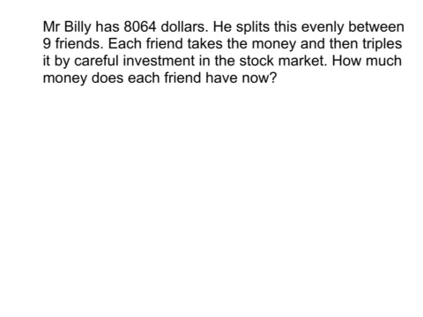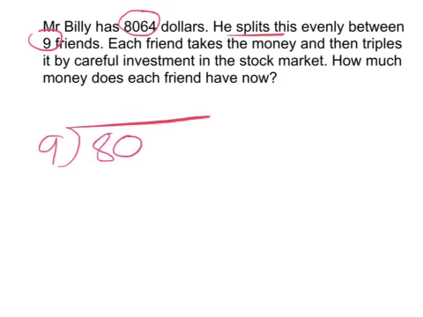Okay, first of all, Mr. Billy has this much. He's got $8,064. He splits this evenly between 9 friends. So straight away, if we're going to be splitting, we're talking about division. So let's do some dividing. Let's find out how much each friend got. So 9 would be your divisor into the dividend of 8,064. Okay, so that's how many dollars each friend gets, and that should equal 896 exactly. So they get $896 each.